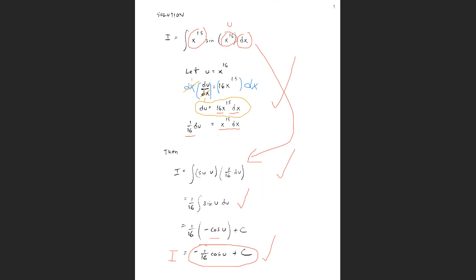All right. Go to the next page. And okay, so the antiderivative, then, I put the x to the 16th back in, as Maria suggested. And so my antiderivative of x to the 15th times the sine of x to the 16th is simply negative 1/16 times the cosine of x to the 16th power plus a constant.